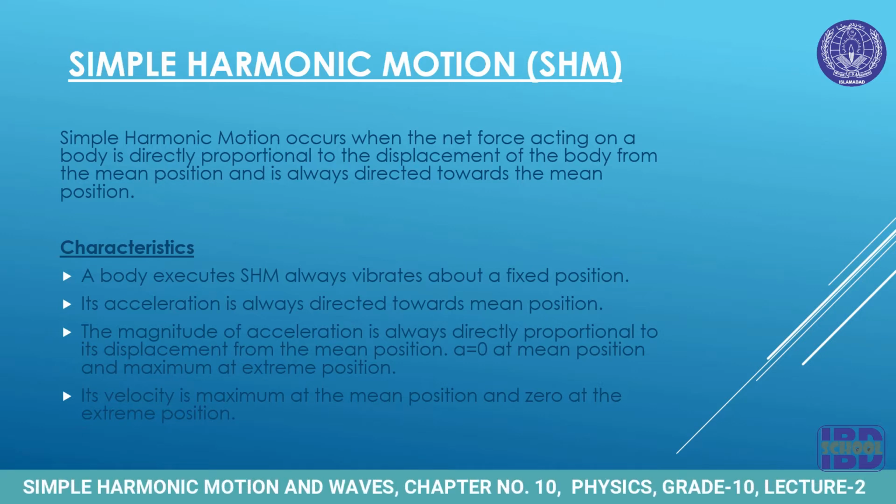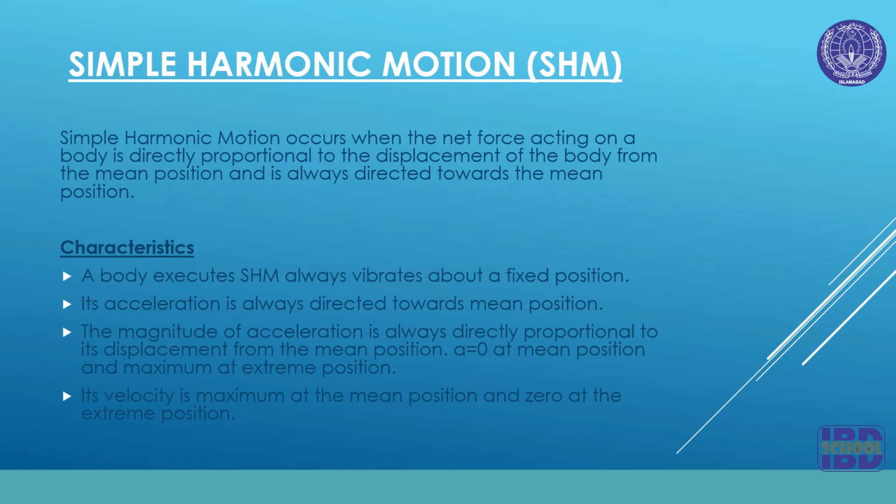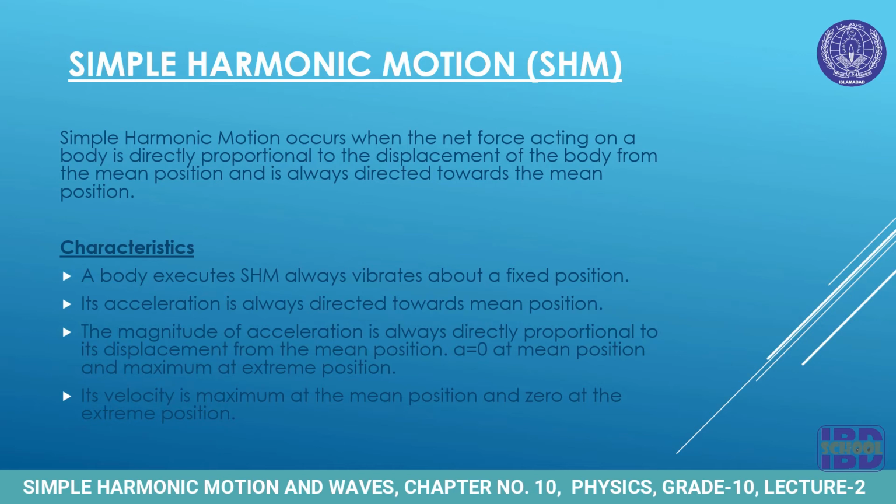Simple harmonic motion occurs when the net force acting on a body is directly proportional to the displacement of the body from the mean position and is always directed towards the mean position. This is the definition which we have seen in the first lecture also.